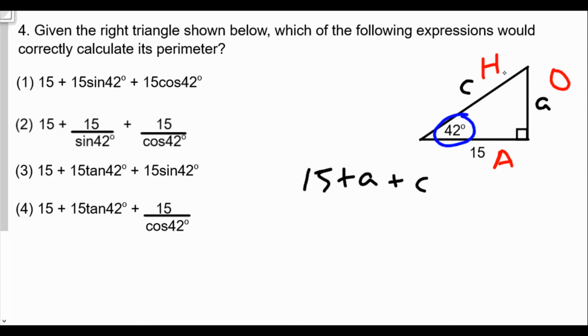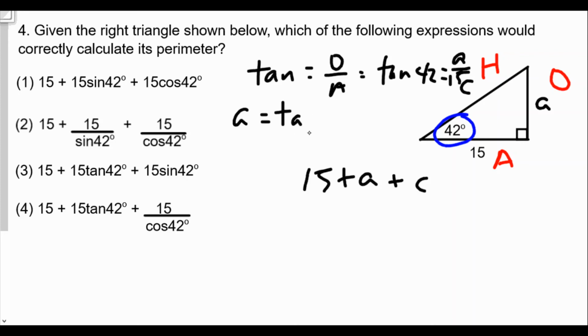So for A, we will get the tangent, because tangent of an angle is opposite over adjacent, which is in this case going to give us tan of 42 equals A over 15. Which means you multiply both sides by 15, we get A is equal to 15 tan of 42 degrees. So we got that part. So we have 15 plus 15 tan 42 degrees, and that will get rid of choices 1 and 2.